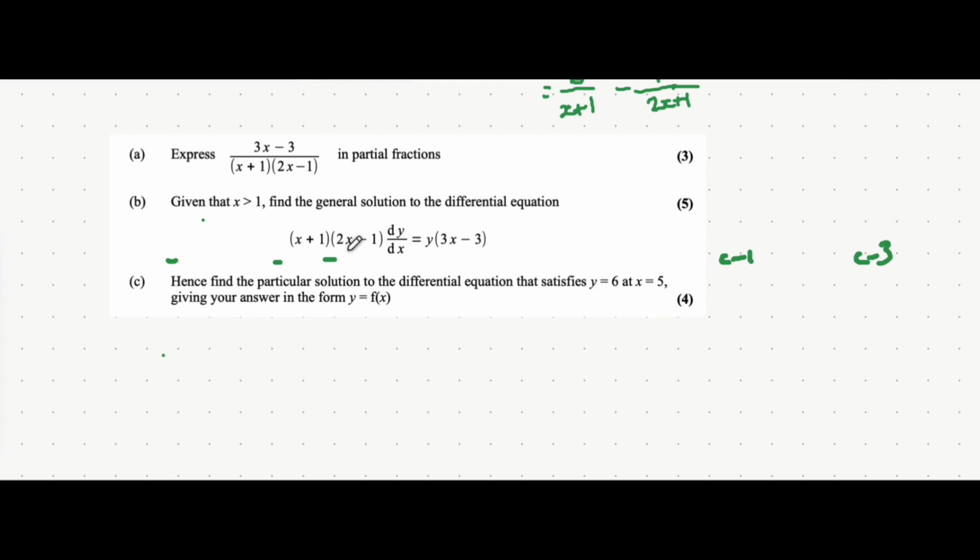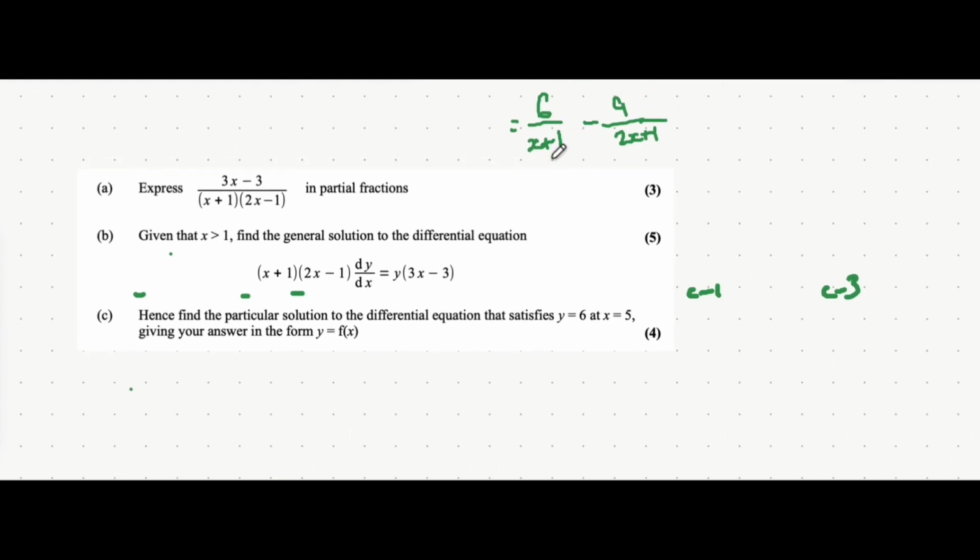So straight off the bat, it looks like this equation here is pretty similar to this fraction. So it wants us to somehow use these partial fractions that we split up into. How we can do that is, well, you can divide both sides by x plus 1, 2x minus 1, so that we get this whole fraction on the right hand side. Let's do that first. So dy by dx is equal to y lots of 3x minus 3 all over these two brackets multiplied to each other, x plus 1, 2x minus 1.